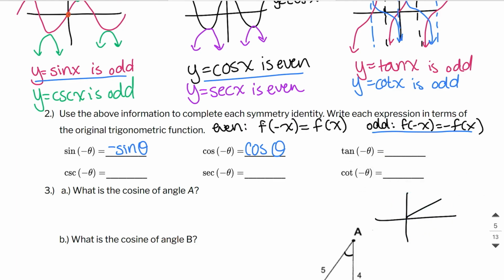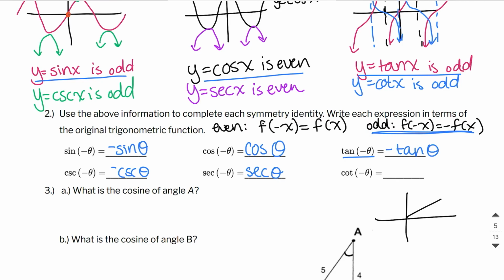On that note, let's go back to this right here. If sine of negative theta is negative sine theta, then cosecant of negative theta has to be negative cosecant of theta. If cosine of negative theta is positive cosine of theta, then secant of negative theta is positive secant of theta. And then tangent of negative theta, tangent is odd. So that means that tangent of negative theta has to be negative tangent of theta.